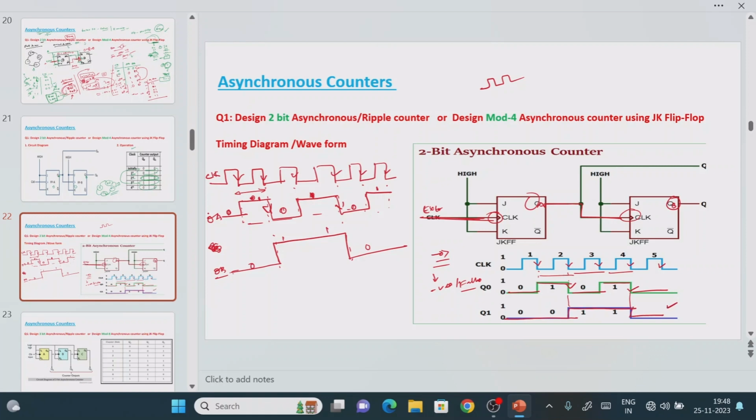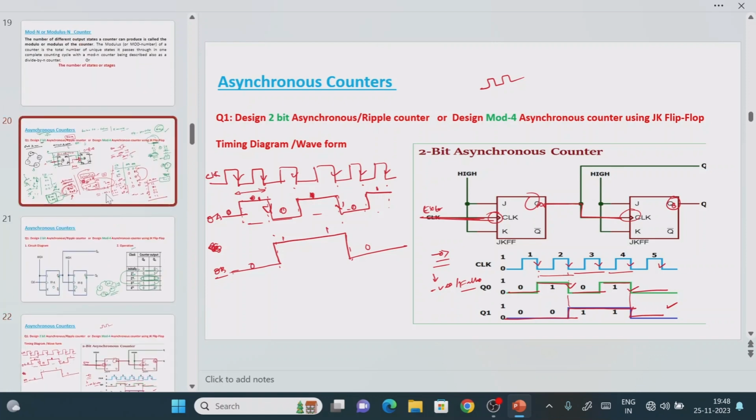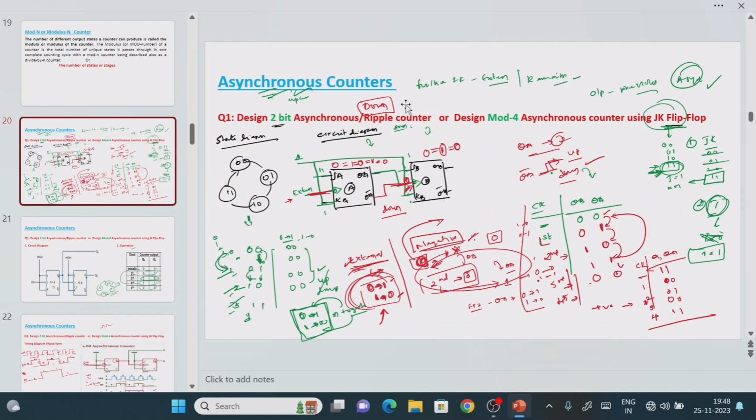So this is how we are going to design the asynchronous counter. The first point we have discussed here is the identification of the flip-flops. Mod 4 means we have 4 stages. To store the 2-bit information, we require 2 flip-flops. Asynchronous means the first flip-flop will be triggered by the external clock pulse and the remaining flip-flop will be triggered by the output of the previous flip-flop.